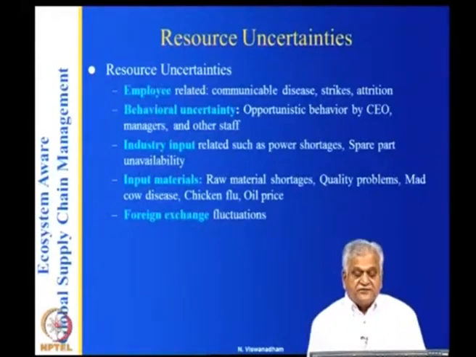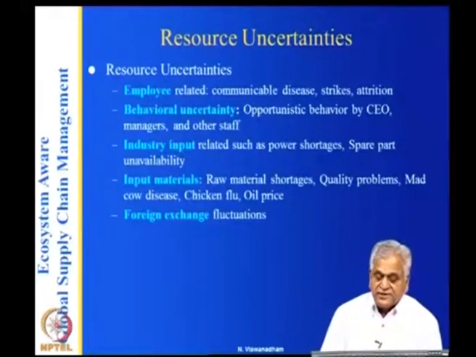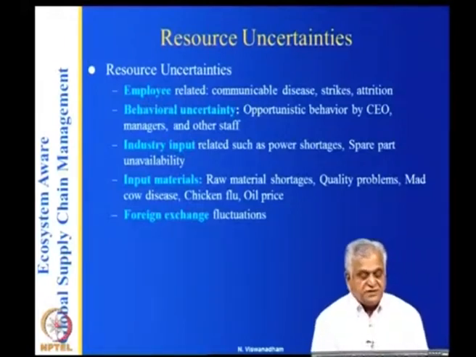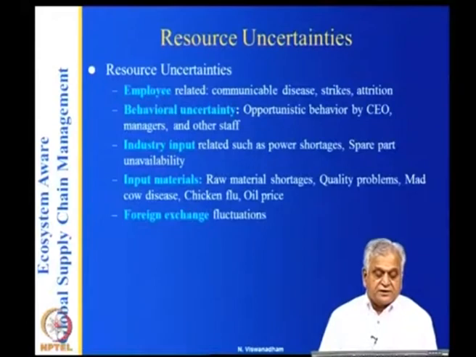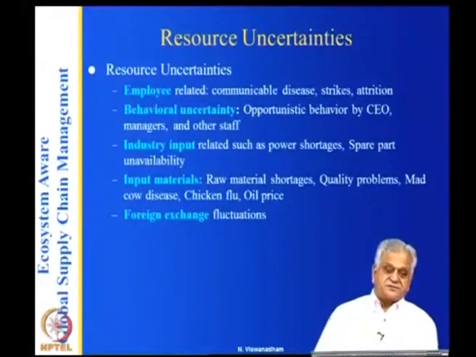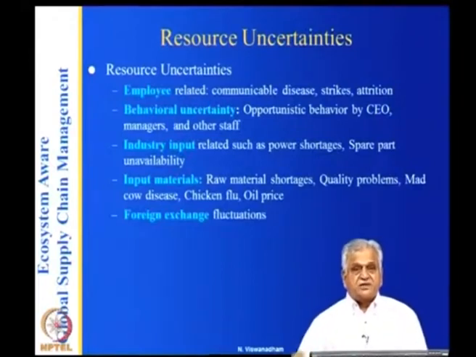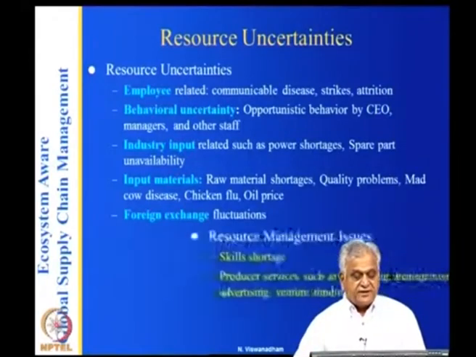If they want to cheat in the business, then there is opportunistic behavior. And industry input related uncertainties, such as power shortages, spare parts unavailability, and so on. And input materials like raw material shortages, quality problems, mad cow disease, chicken flu, oil prices, and others. And foreign exchange fluctuations. These are all the resource uncertainties that affect the supply chain.